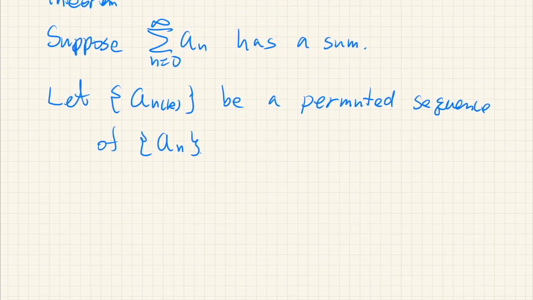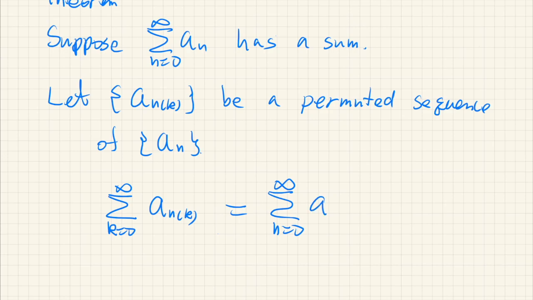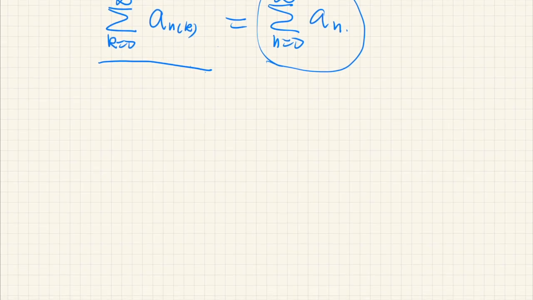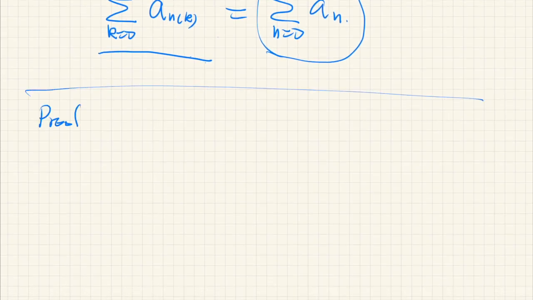Then we have this equality. The sum over k from 0 to infinity of a_{n(k)} is equal to the sum over n from 0 to infinity of a_n. So that means this permuted series has the same value as the original series. Now let's prove this theorem. To prove this, we are assuming that the original series has a sum. So let alpha be that sum.